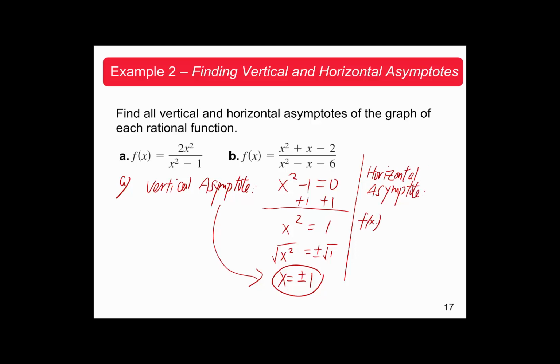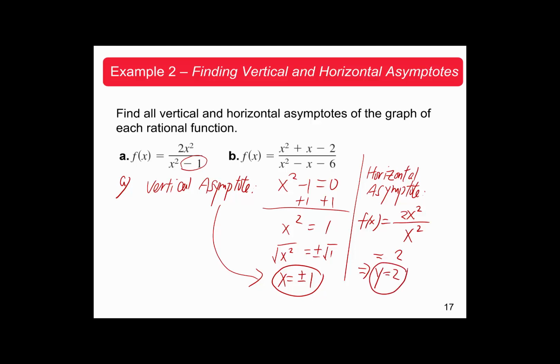So again, you keep the leading term on top, which is 2x squared, and the leading term on the bottom, because when x approaches infinity, this -1 becomes irrelevant. Okay. So if you simplify, you get 2, right? That means y equal to 2 is the horizontal asymptote.